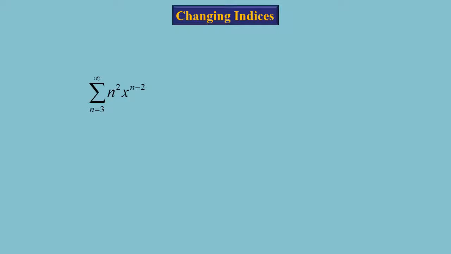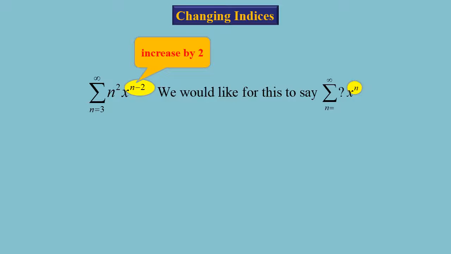Now, very similarly, we may need to manipulate the exponents. For example, this n minus 2 may need to be changed to just an n. And to do that, we need to increase the n by 2 on the inside of the summation, which means we would need to decrease the n by 2 on the index.